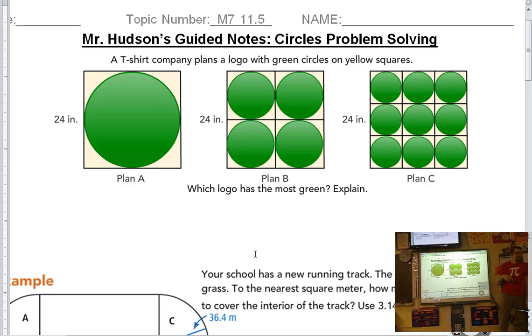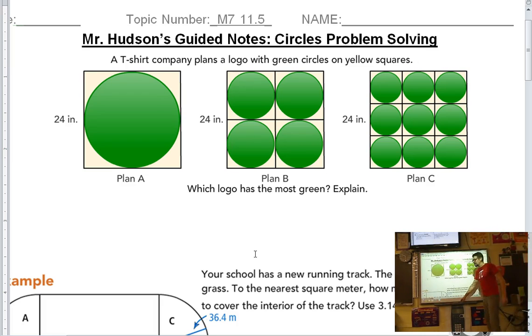So I'm going to challenge you guys. This part of the room, figure out plan A, how much green ink it uses. So you're solving the area of the circle. You guys use plan B. Actually, let's have you guys be plan A this week because there's less of you. You guys be plan B, and you guys be plan C. So you want to figure out how much ink is only in the circles. So plan A, plan B, plan C. Take a minute.